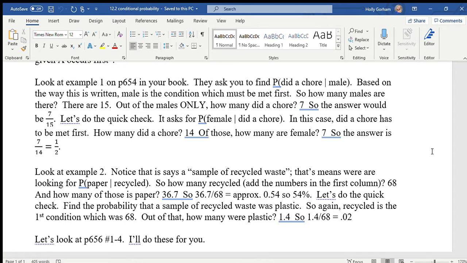If we do the quick check, it says find the probability that a sample of recycled waste was plastic. So out of the recycled, which was 68, how many were plastic? That's 1.4. Dividing that gives us 0.02, or we could have said 2%.